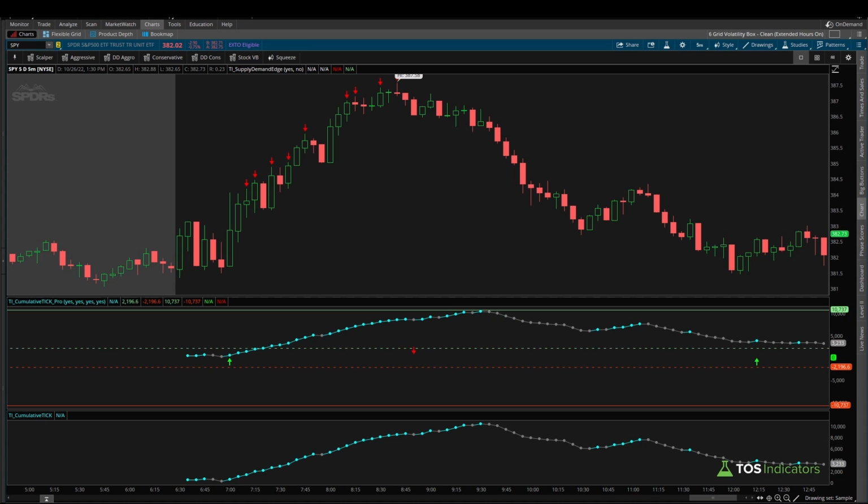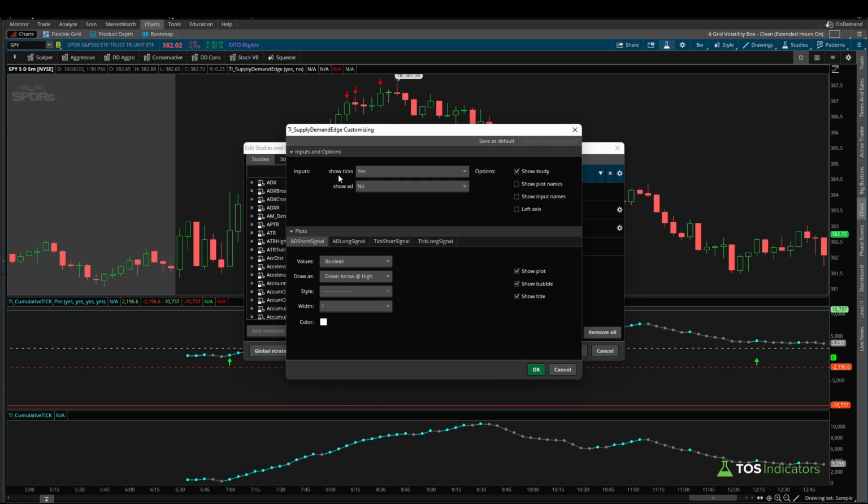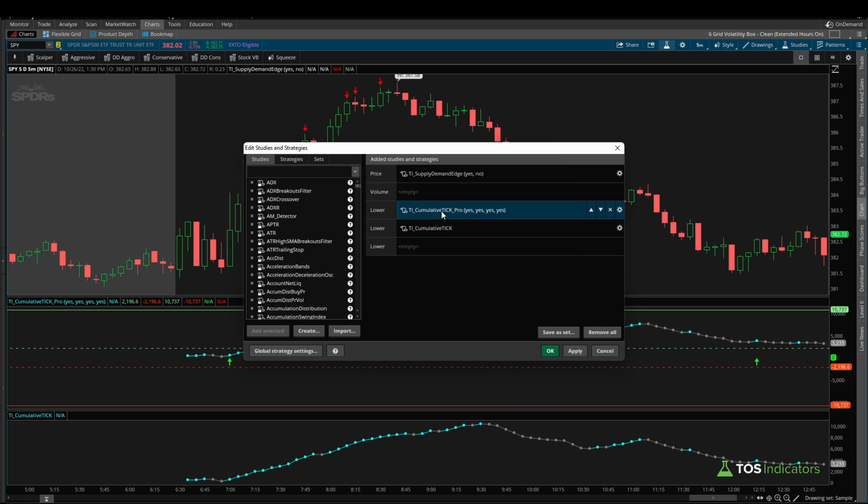Now, coming inside of our thinkorswim chart, I have a chart of the S&P loaded on here. It's the SPY ETF. And in terms of indicators, I have the three indicators we just discussed. I have the supply demand edge indicator where I have just the ticks showed. I have turned off the AD spread. I have the Cumulative Tick Pro indicator for all Volatility Box members. And I finally have the free version of the Cumulative Tick.